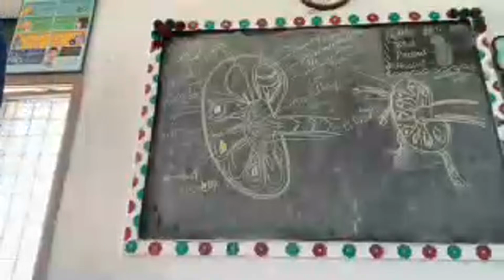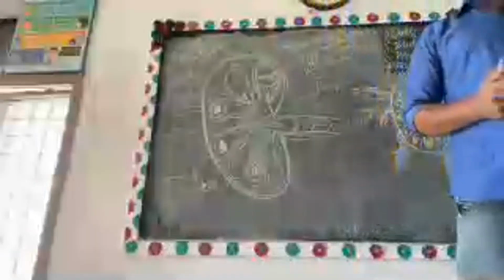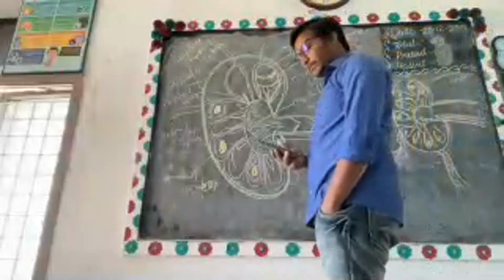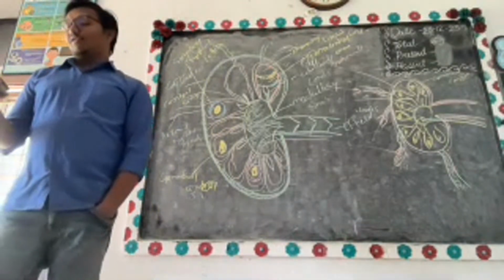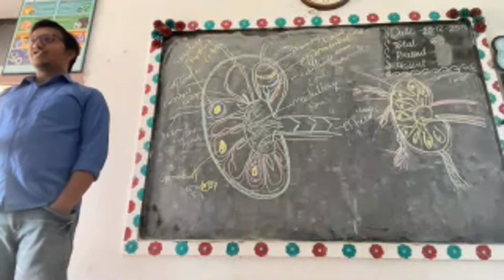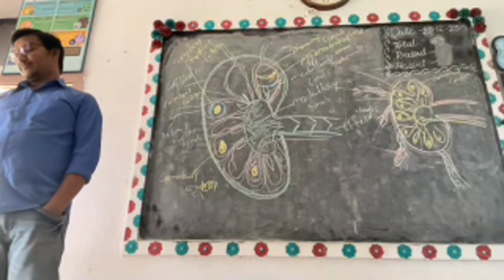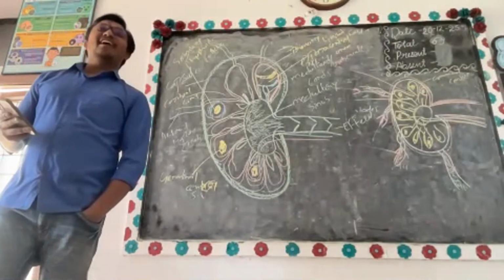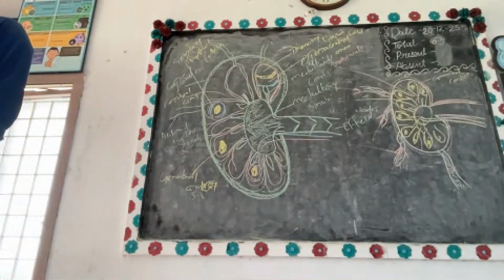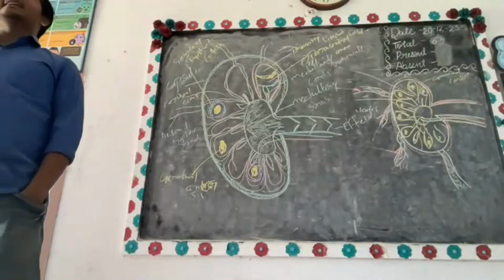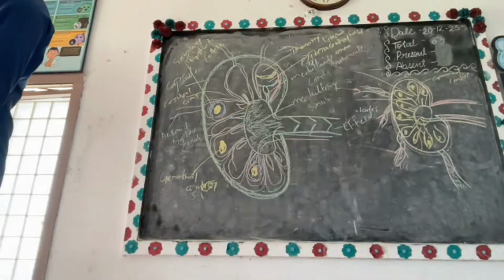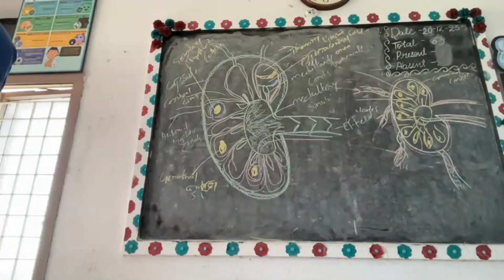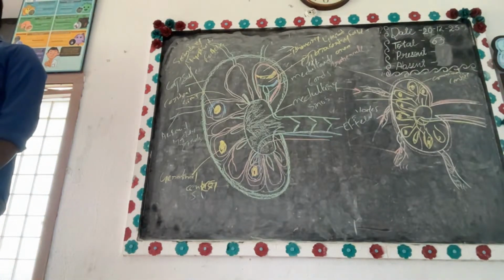Arranged in groups along the blood vessel or the flexural side of the joint. Flexural, F-L-E-X-U-R-A-L, flexural side of the joint. Now they are divided into two types. First one is the superficial group, second one is the deep group.